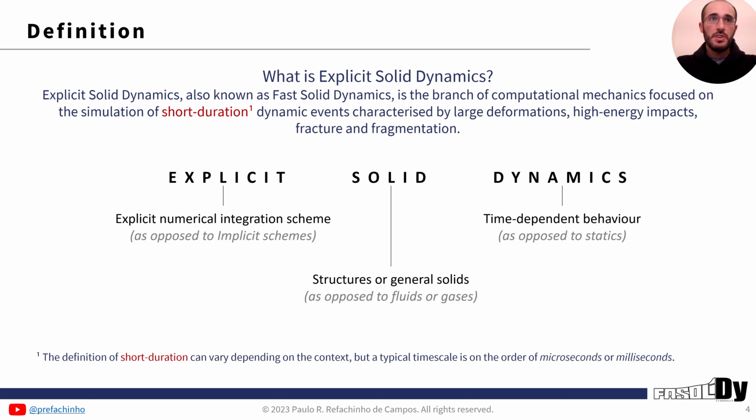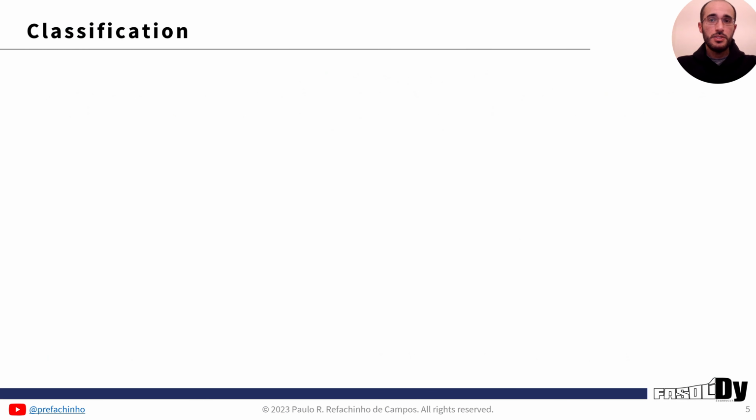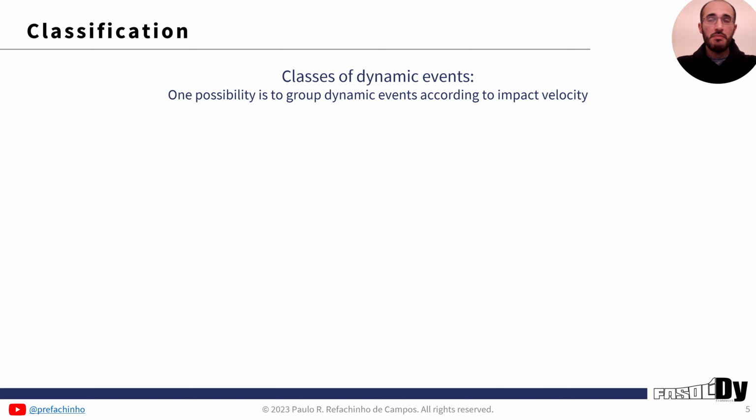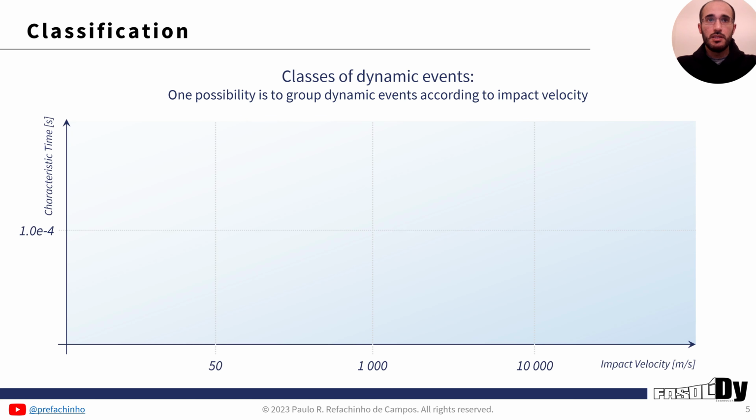Okay, so moving on here, I want to show you one possible way of classifying dynamic events. And this will be done based on the impact velocity. So let's say we consider here on the vertical axis the characteristic time in seconds, and on the horizontal axis the impact velocity in meters per second.